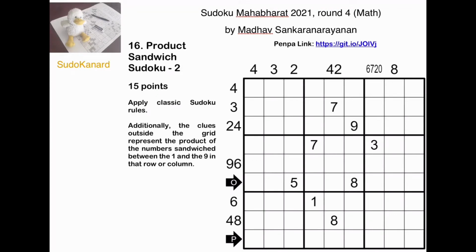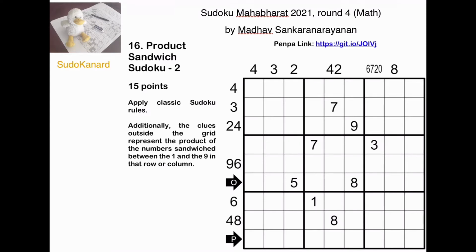Here is a product sandwich Sudoku which was created by Madmahogany for the Sudoku Mahabharat round 4, which was dedicated to math variants. And this one was very mathematicky or something like that.